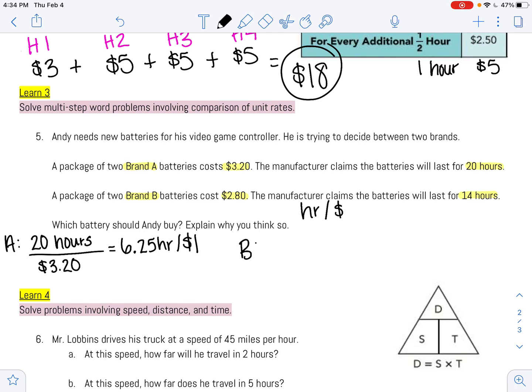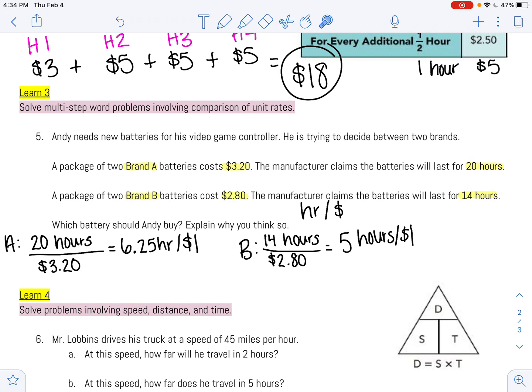With brand B, we're going to do the same thing where we're taking our 14 hours divided by our $2.80. When we divide those, we get 5 hours for $1.